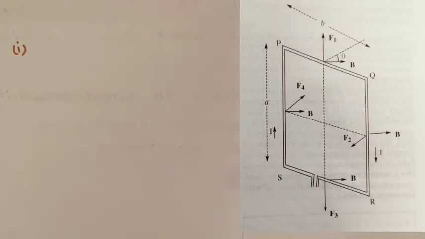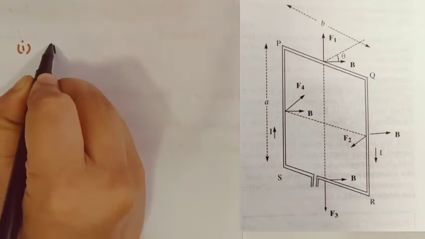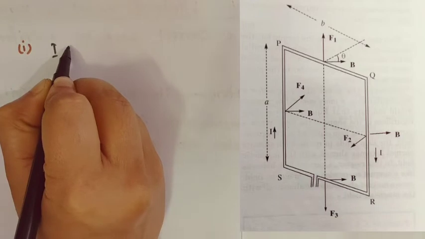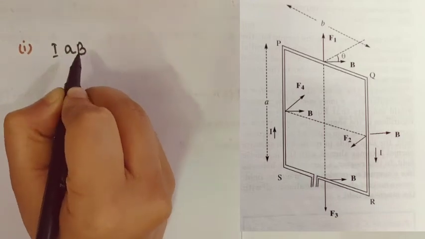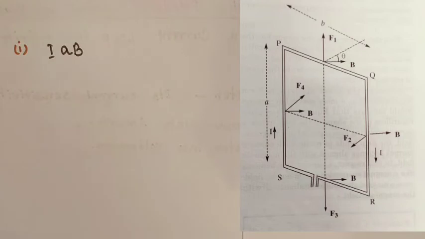Next, the sides SP and QR experience forces in opposite direction. They are equal in magnitude. And what is the magnitude here? The magnitude of the force is I a B. Again, the net force is 0. But since the two forces are not collinear, there is a net torque. So you have to remember, when the two forces are not collinear, then there is a net torque.